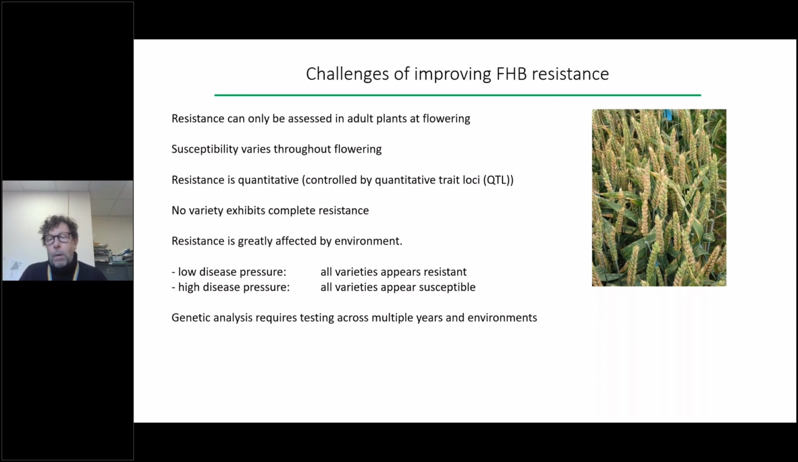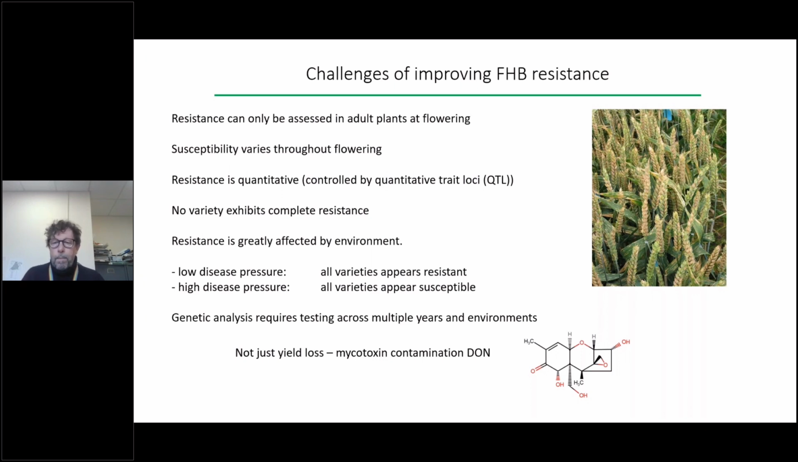And all of this then leads to breeders and scientists requiring multiple testing across years and different environments. And we've got to consider that it's not just the yield loss which is critical, it's the accumulation of mycotoxins in the grain, and in particular deoxynivalenol or DON, which is a controlled substance which leads to the rejection of loads if quantities go above a certain threshold.